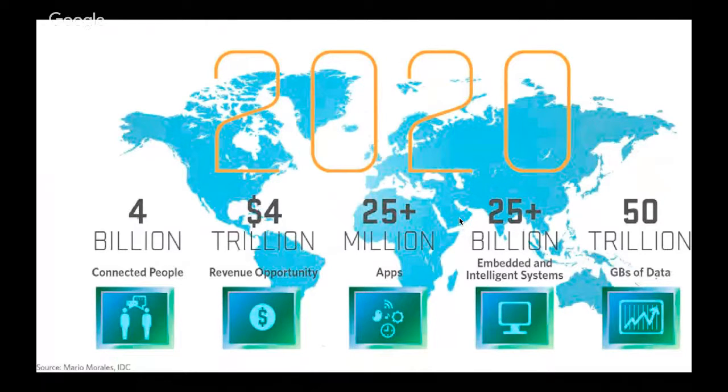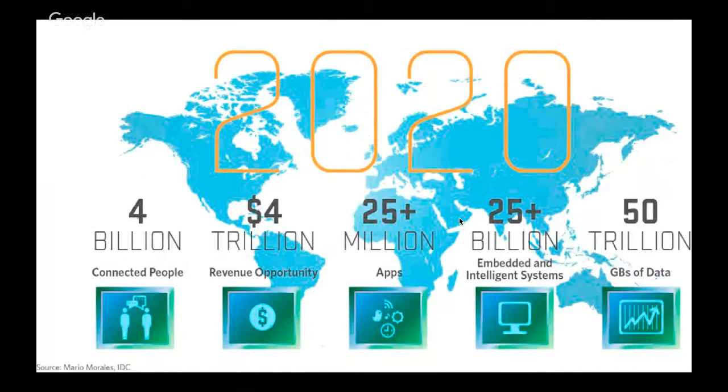Since it's everywhere, by 2020, Gartner predicts that there will be 4 billion connected people, be it mobile phones, these smart gadgets, your Fitbit, any personalized gadget that you have, your smart watches and things like that. What it means is that there is a revenue opportunity of $4 trillion, which is very, very huge. By 2020, there will be 25 billion embedded and intelligent systems that would be needed, and 50 trillion GBs of data, which is huge.